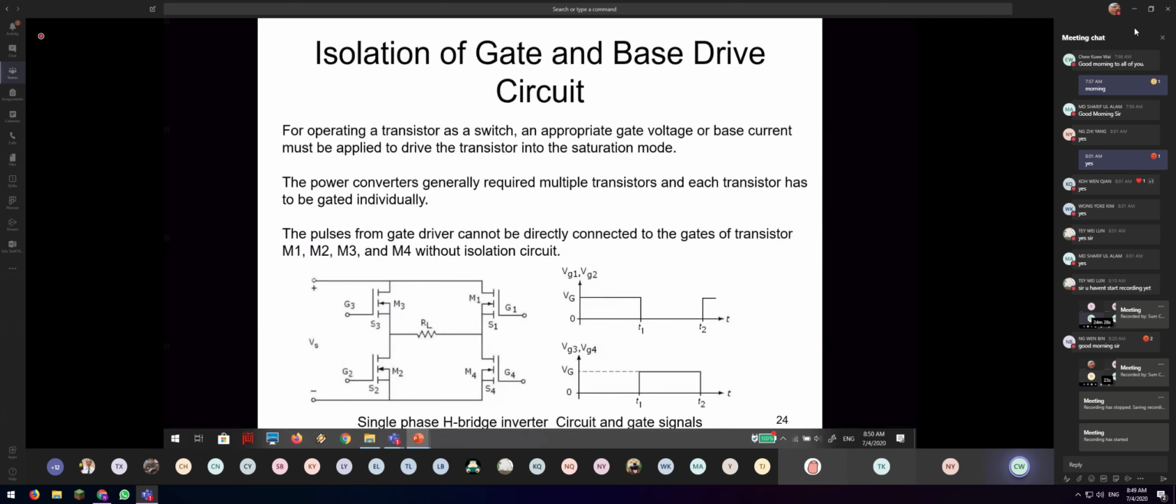And then isolation is another one. Isolation is basically a separator. It separates the primary and the secondary side. So this is the purpose of the isolator.